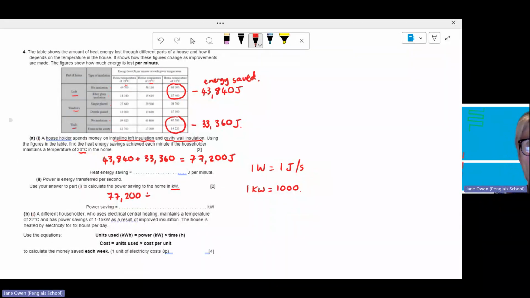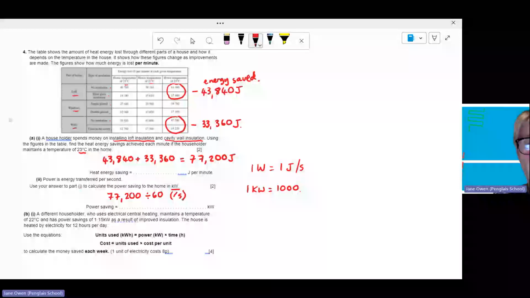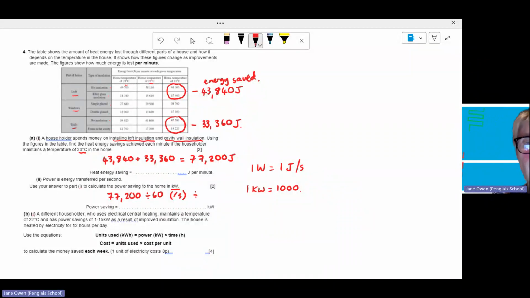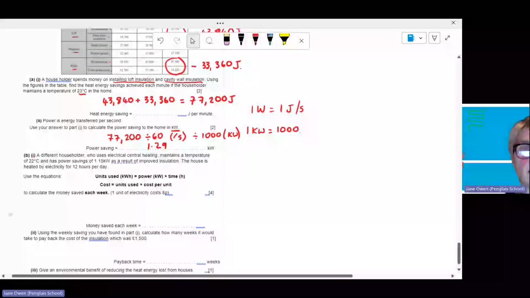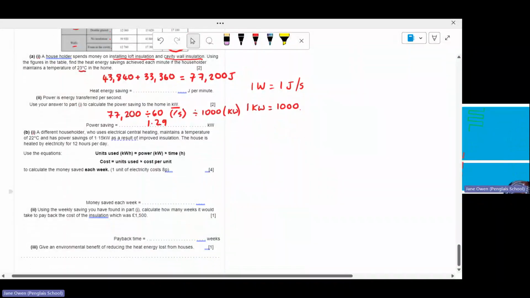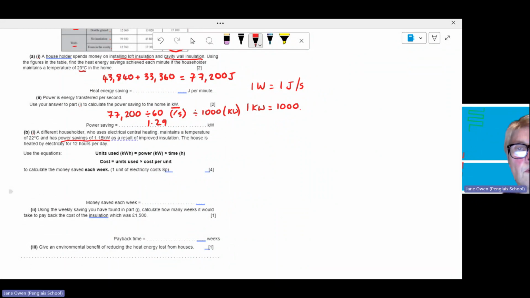So you've got to divide that by 60 to get it into per second. I'll put it like that, per second. And then you divide it by 1,000 because you want it in kilowatts. And the answer then is 1.29. Okay. All right. So now we're looking at it that we are saving 1.15 kilowatt as a result of improved insulation.